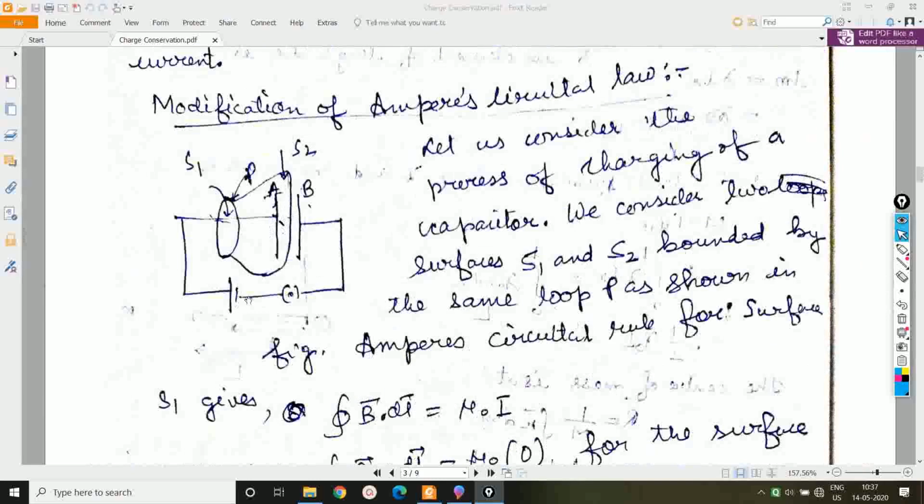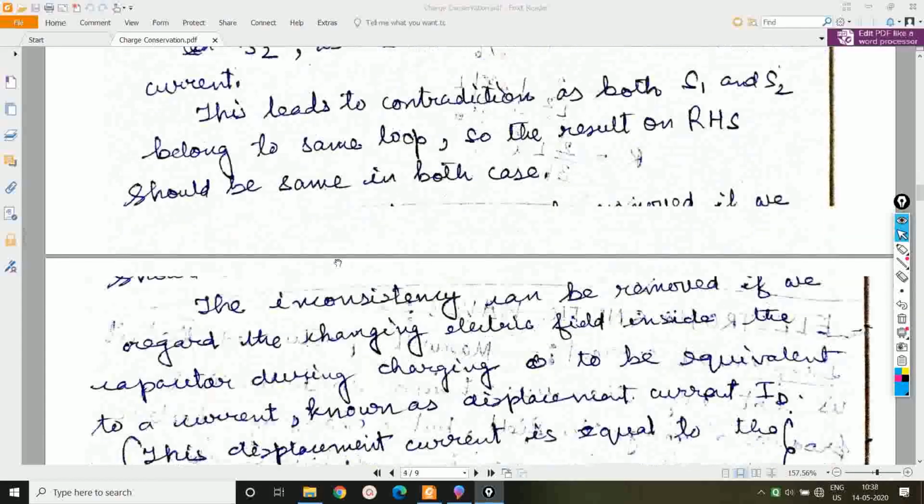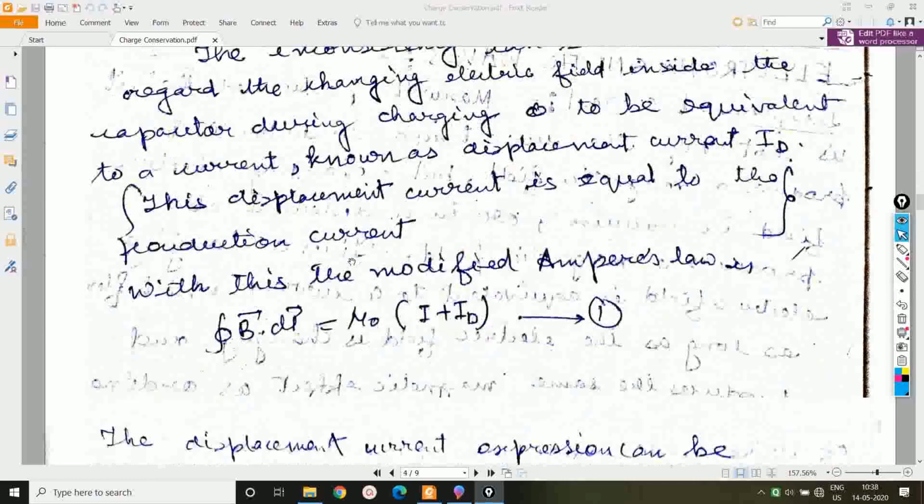As I told you, the current changes during the charging of the capacitor, so the charge accumulates on plates A and B, and as charge accumulates there is a change in the electric field in between the plates A and B, and this changing electric field is equivalent to a current known as displacement current. So with this concept, Maxwell corrected the law, and the rewritten law will be line integration of B dot dl equal to mu 0 into I plus ID.